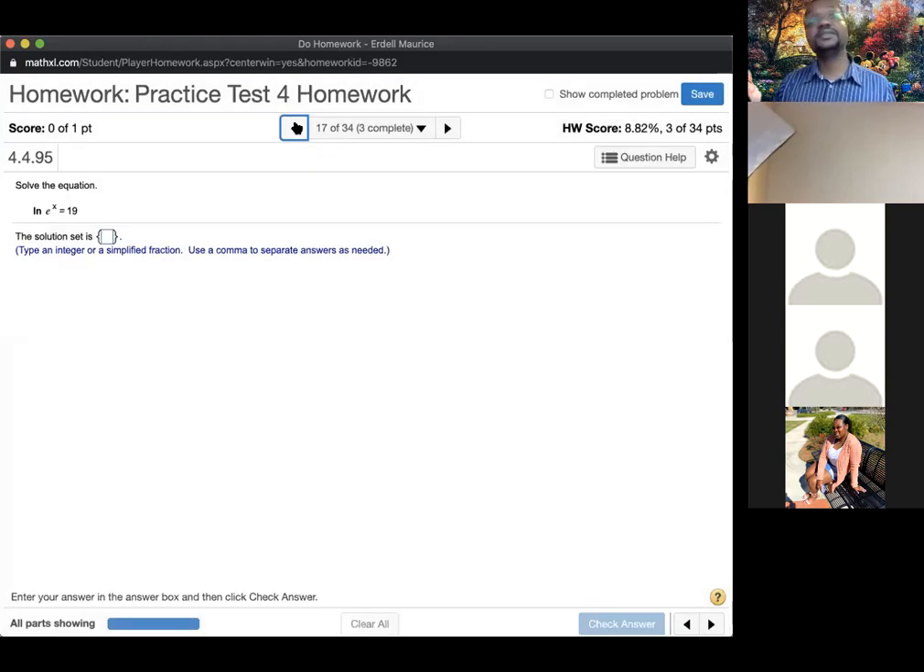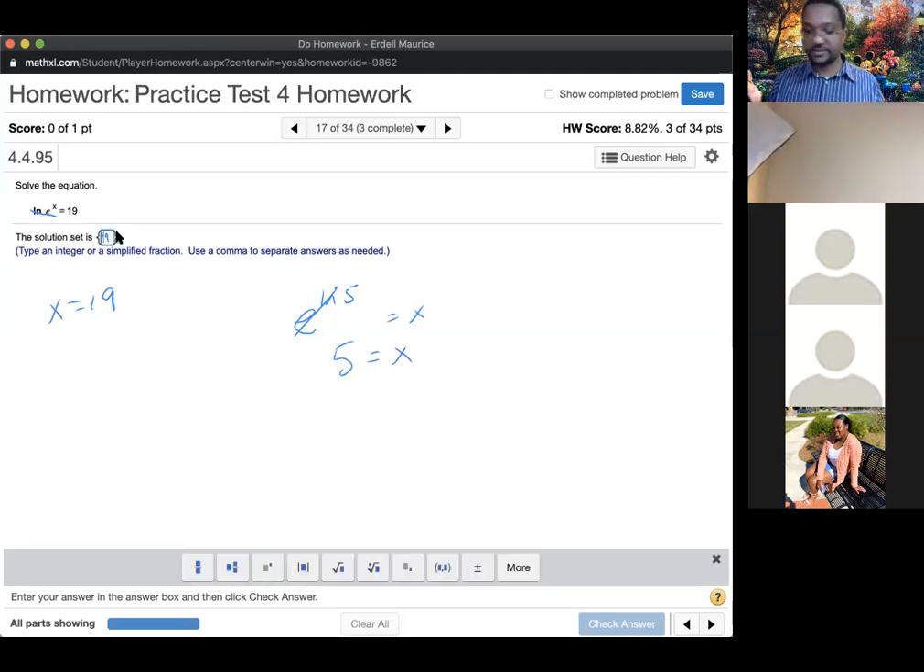ln of e to the x is equal to 19. ln and e are inverses, so these two cancel out, so x is equal to 19. If I have e raised to the ln of 5 equal to x, the e and the ln will cancel. 5 is equal to x. e and ln are opposites of each other, and so they always cancel each other out. Okay? So that's 19. I could have just clicked here and typed in 19.